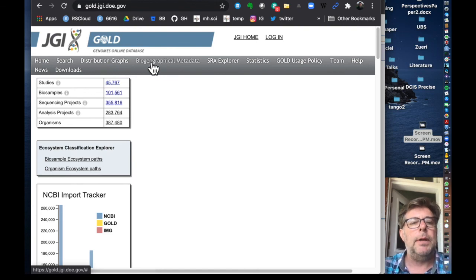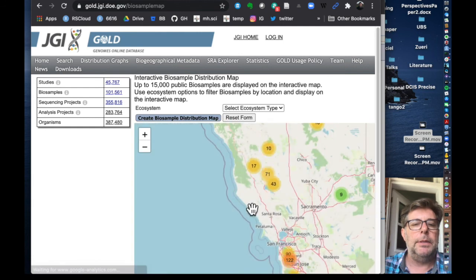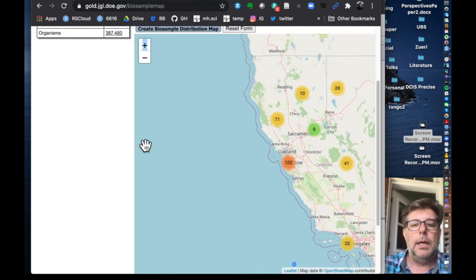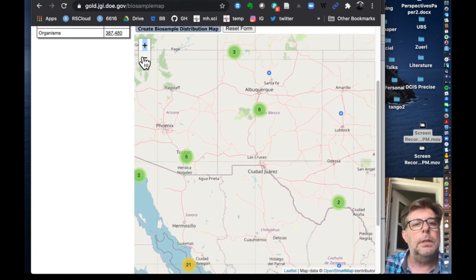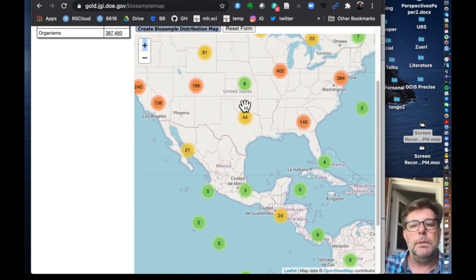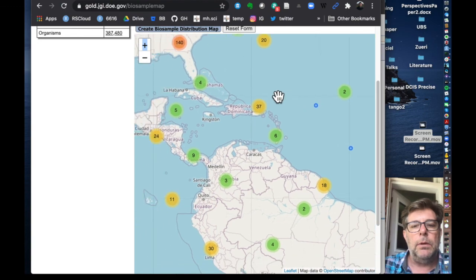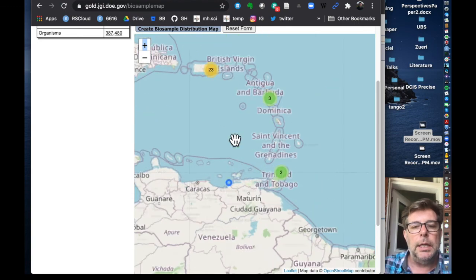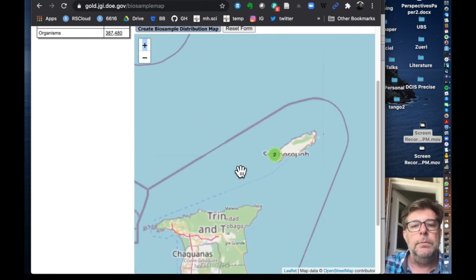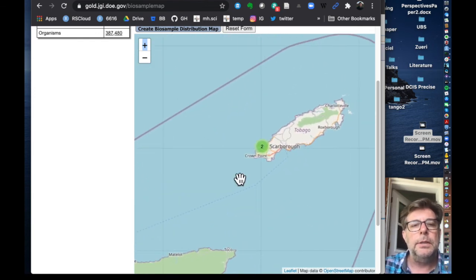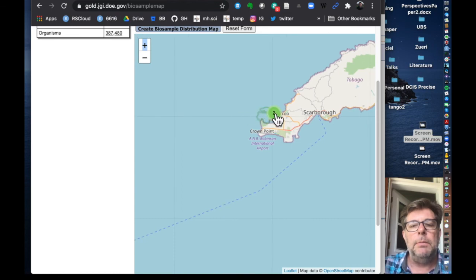So for example, if I click here on biogeographical metadata, and I use the map because it's kind of fun, well, I'm really interested in the Caribbean because the Caribbean is warm, especially in winter here in Montreal, and I like warm things. I really like Tobago too, because it's one of the wildest islands in the Caribbean. And if I come in here, I can see that there's been 2 studies in Tobago.